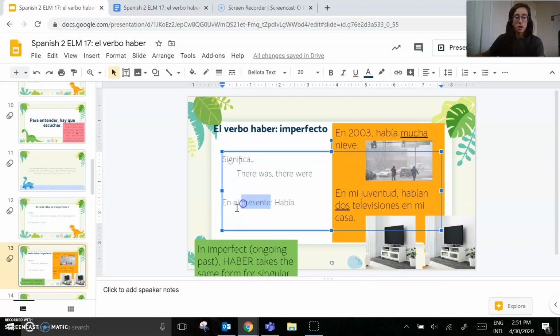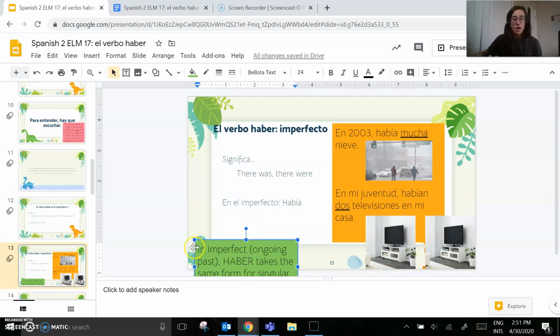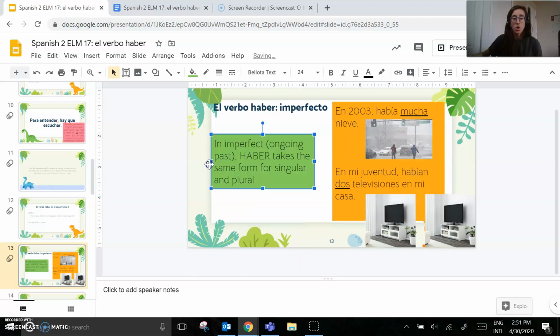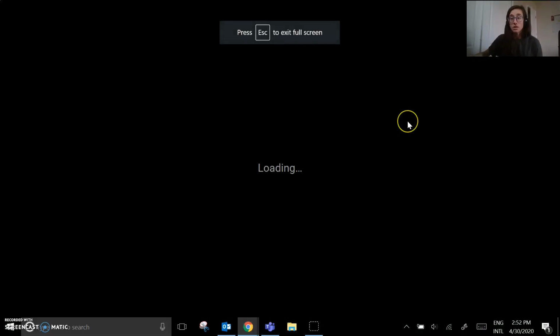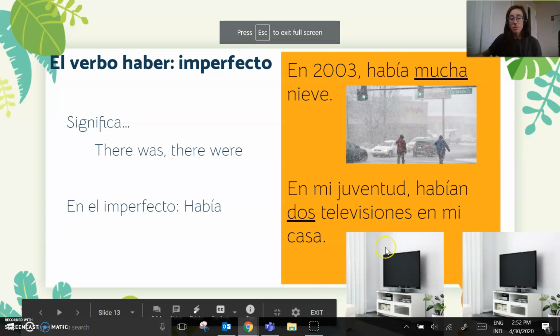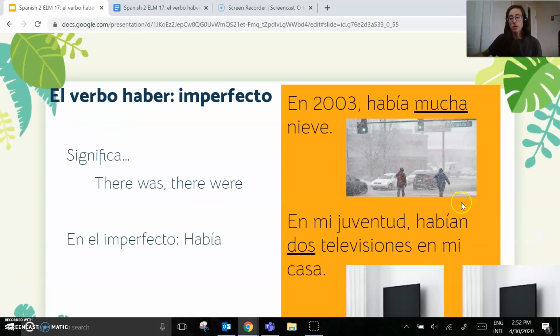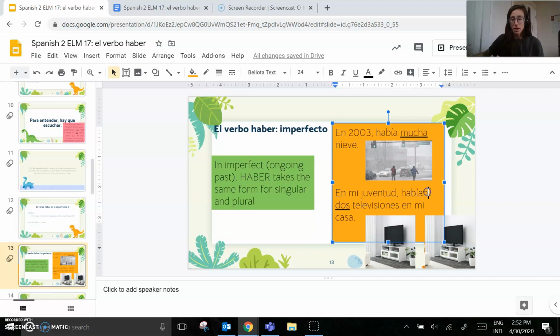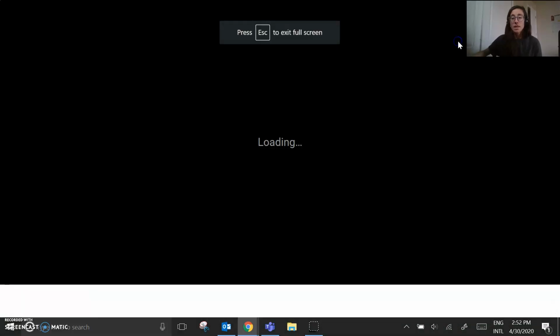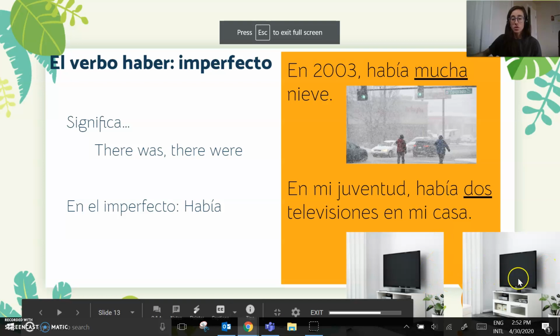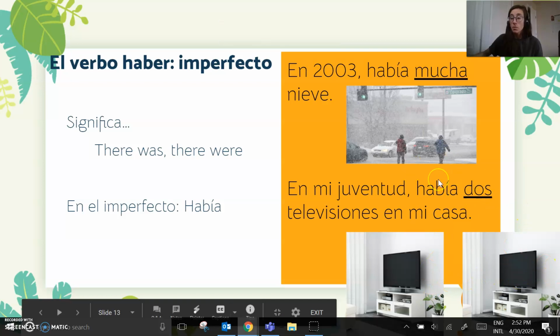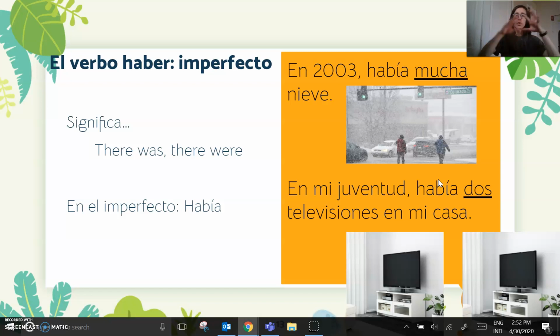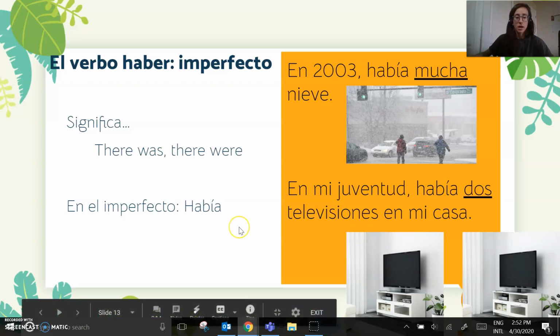So this is clearly imperfect because it is talking about an ongoing action. And we can see that because we're talking about snow, obviously we should be using the singular form. But then in the second example, which is also incorrect, oh my goodness, I'm glad I'm here to catch myself. In the second example, we have two televisiones, but we're still using había because it is this impersonal, universal use of the verb. So en mi juventud había dos televisiones en mi casa.